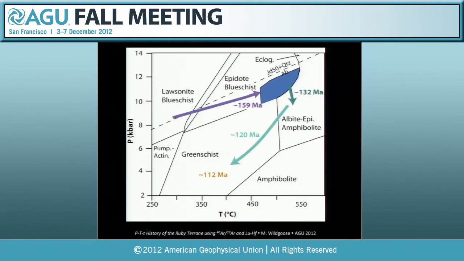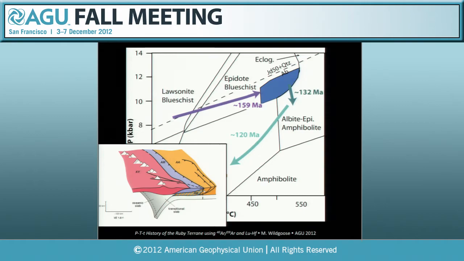So if we wrap this all together, here we have a PT diagram. You have pressure on the y-axis, temperature on the x-axis. This is essentially the history of our Ruby Terrane blueschist rocks. So we have this clockwise pattern, where stuff is being pushed down. At about 160, based on at least our data, we have the opening of this blue area, which is what we're considering the garnet growth area. So from about 159 to 132, we have the right conditions to be growing garnet.